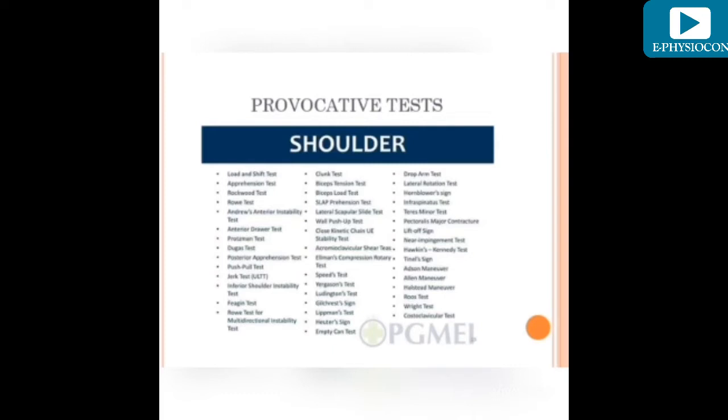I've written a few of the important names: drop arm test, lateral rotation test, infraspinatus test, teres minor test, lift off sign, Neer's sign, Neer impingement test, Hawkins Kennedy test, Roos test, Wright test, costoclavicular test, Speed's test, Yergason's test, empty can test, clunk test, bicipital tension test, biceps load test, SLAP prehension test, load and shift test, apprehension test. Like this, we have many tests.